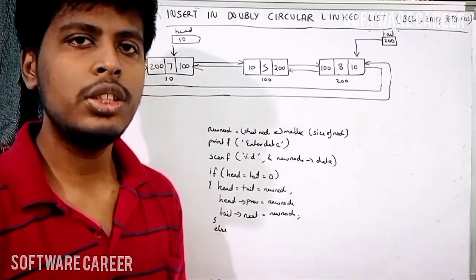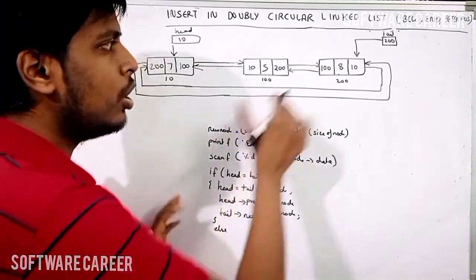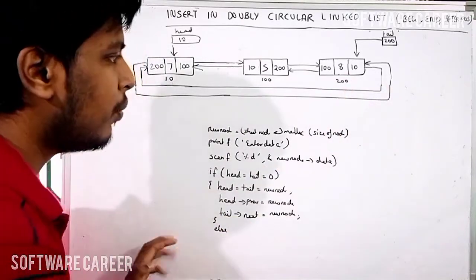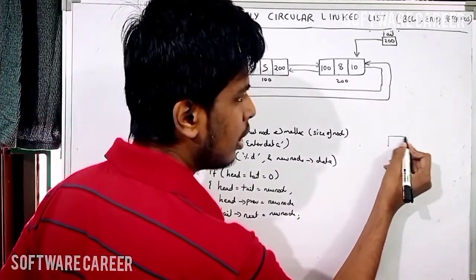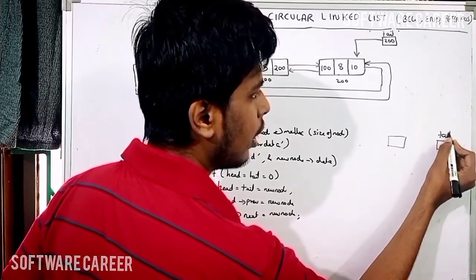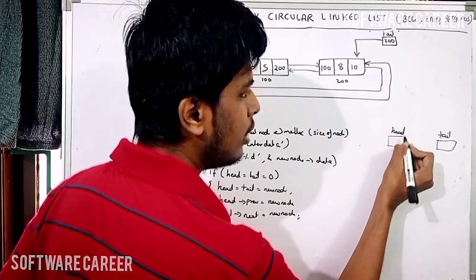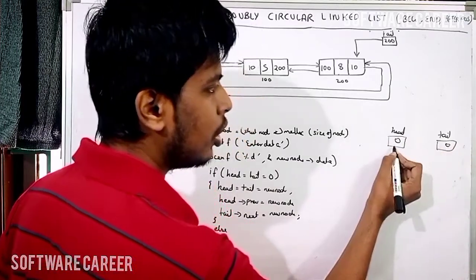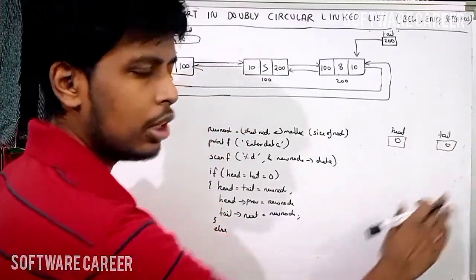Now I'll teach you how to insert a new node at the end of a doubly circular linked list. See, first let's see the case when the linked list is empty. This is tail pointer and this is head pointer. Head and tail will be 0 because they cannot point to any node, because no nodes are present.